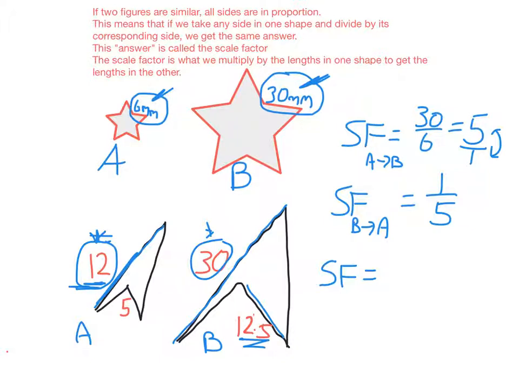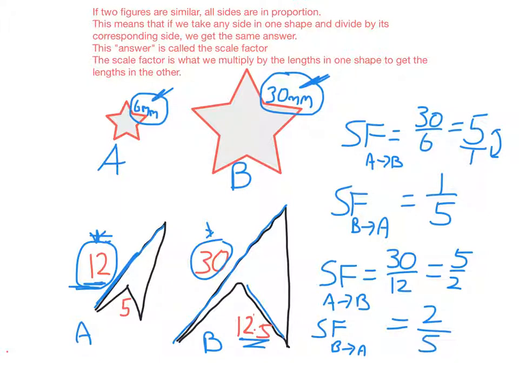So the scale factor is just 30 divided by 12. This is the scale factor from A to B, and you can simplify it on your calculator if you want, it is 5 over 2. So the scale factor from B to A will be the opposite. I'll just flip the fraction over, it'll be 2 over 5. So that means that if I times 12.5 by 2 over 5, I should get this side here, because this side and this side are corresponding.